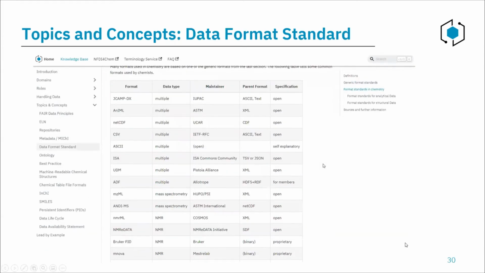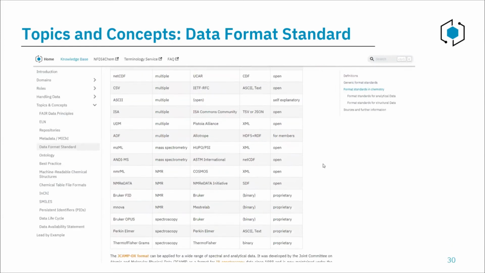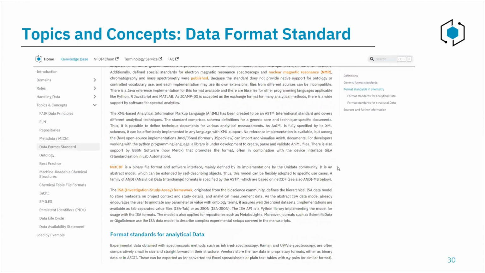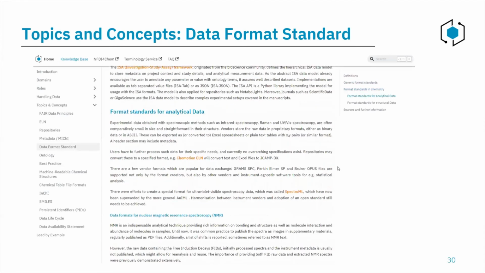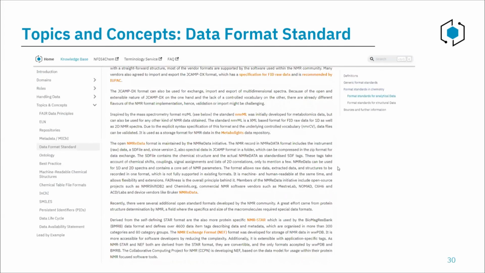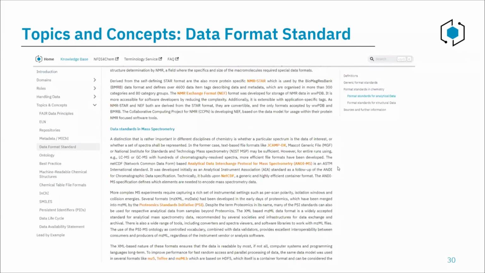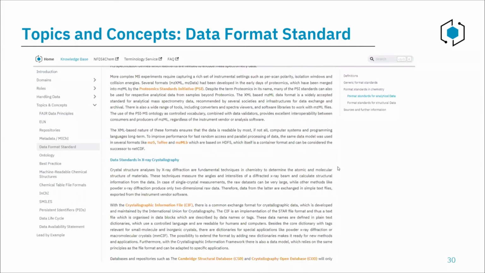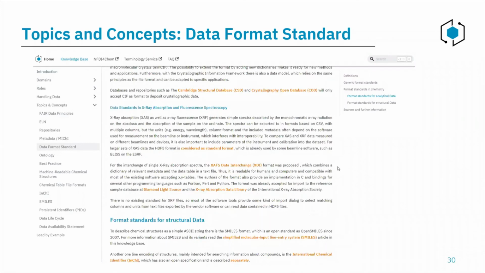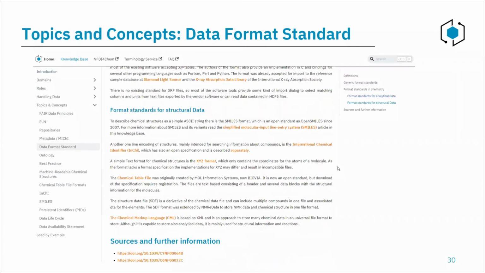Here you see the data format standards in chemistry. There are a lot of recommendations in this table here. There is some general information about data format standards, and the important aspect is the format standards for the analytical data that can be seen here. And there is also a section about some data format standards in fluorescence spectroscopy and important structural data here.